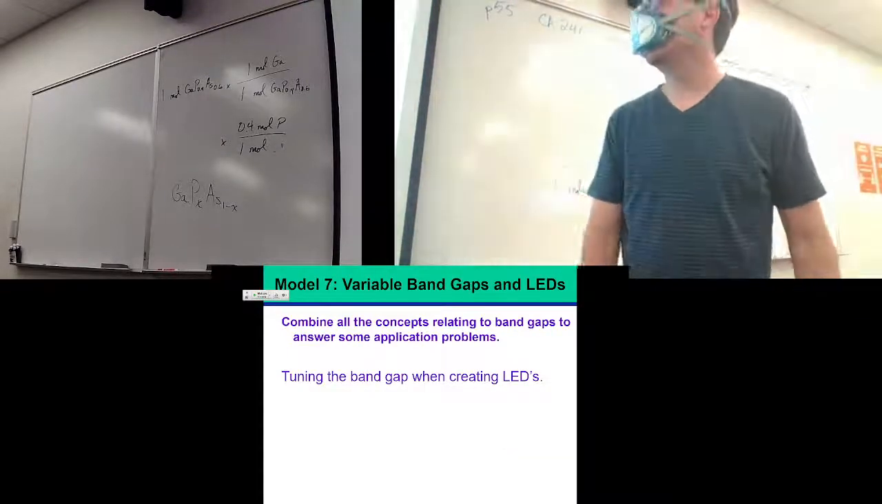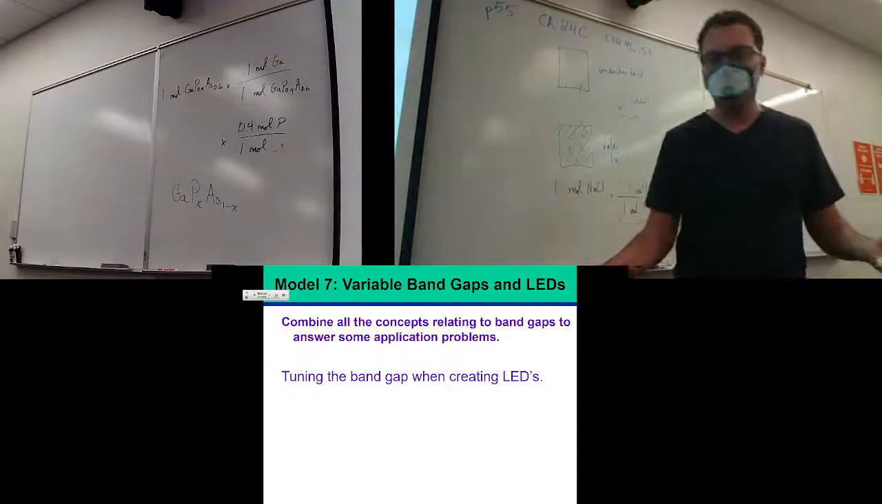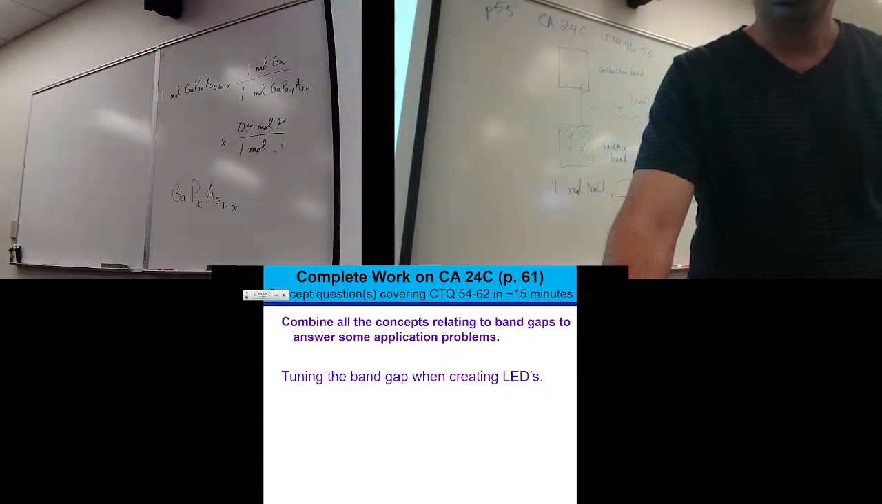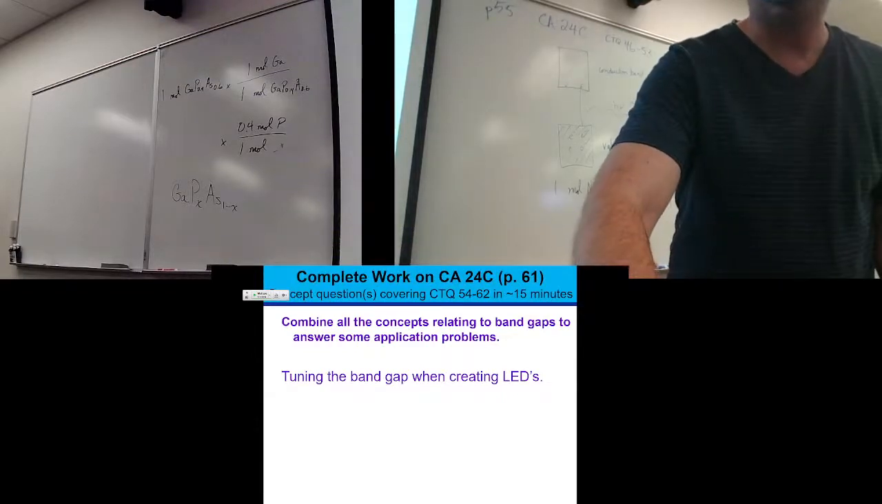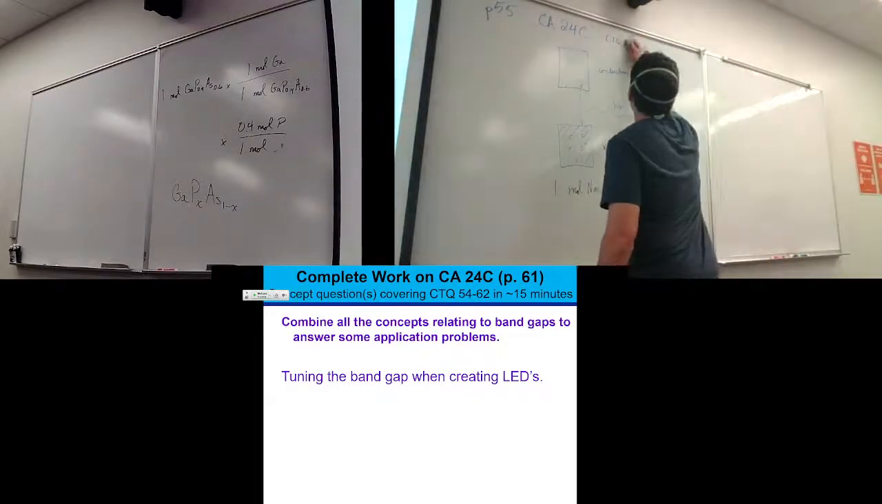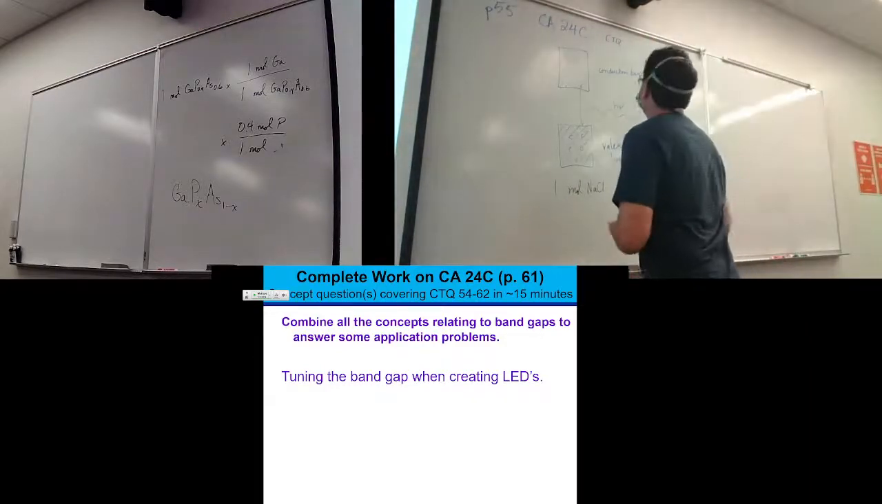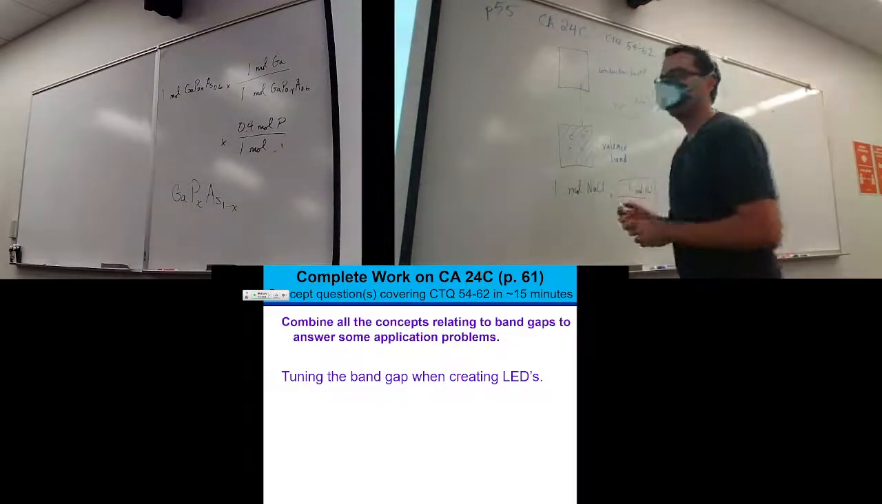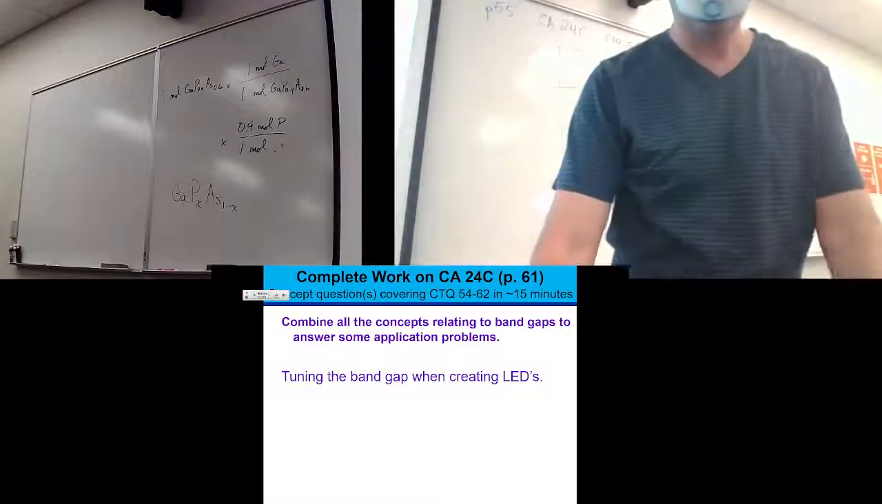So the idea here is we're tuning LEDs. We're tuning the band gap. We can change it to whatever color we want now based on the amount of each element we're picking to create our LEDs with. So let's just keep going now and answer questions 54 and 62. And this will kind of show some pretty good questions that you'll see on exams, kind of things like that.